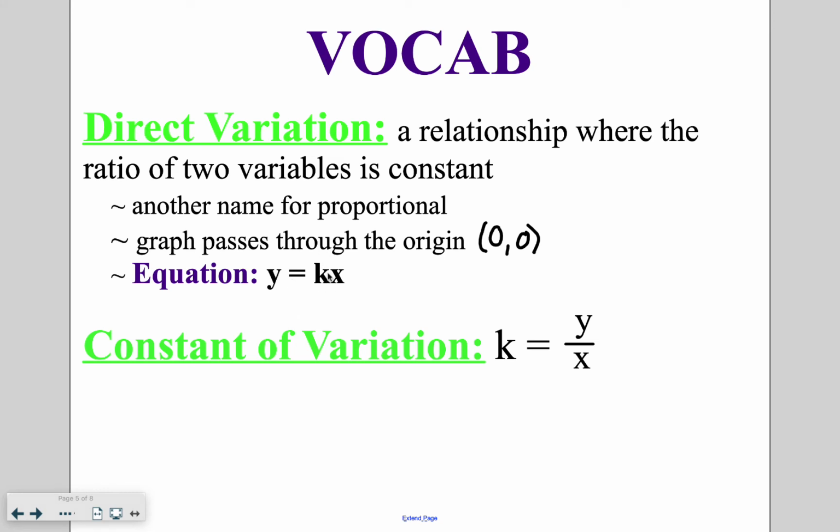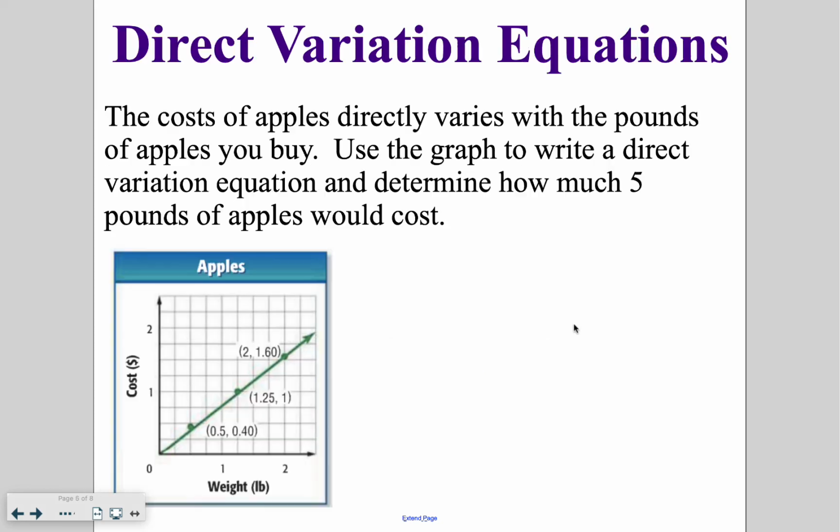In order to find that value of k, we are using that fraction format that we had to determine if things are proportional. So we're going to start by looking at it from the graph. It tells us that the cost of apples varies directly with the pounds of apples that you buy. Again, we know that it is direct variation, 1, because it says so in the sentence, and 2, because it touches (0, 0) on the graph.